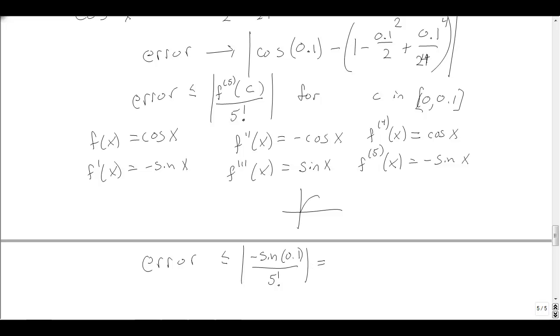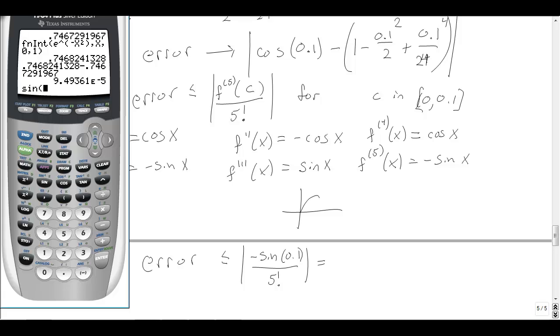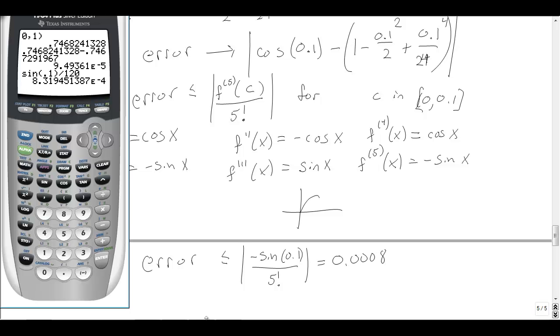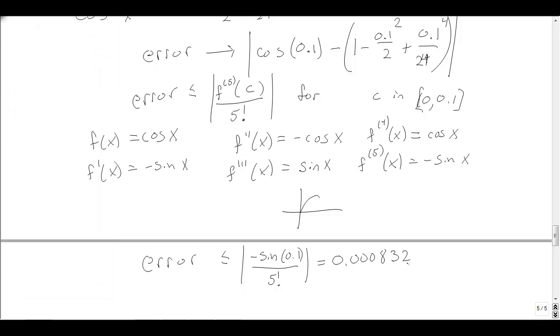And to calculate that, I'm going to go to my calculator. So sine of 0.1, don't really need the negative because I'm taking an absolute value, divided by 5 factorial, which is 120. Tells me this error is at most 0.000 8.3, we'll say, 3.2 if you round that. So that tells me the error there.